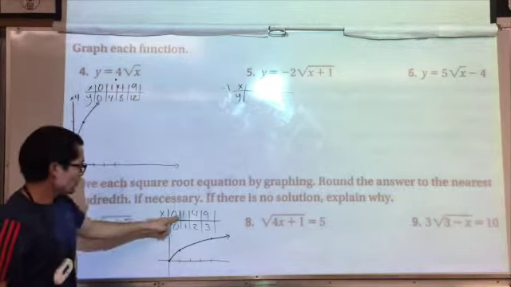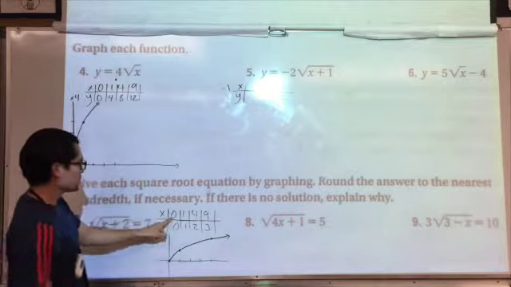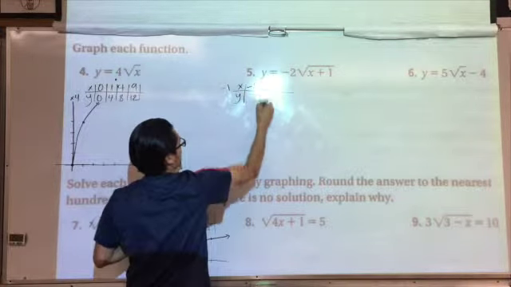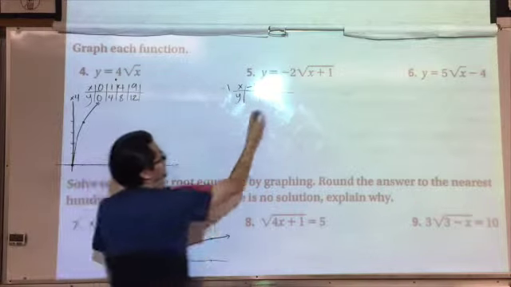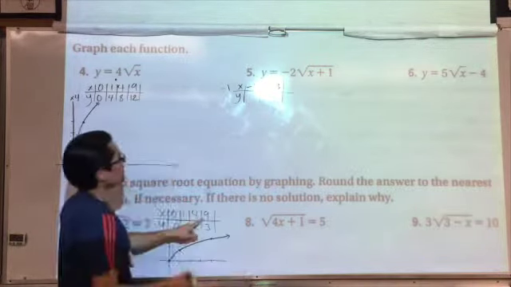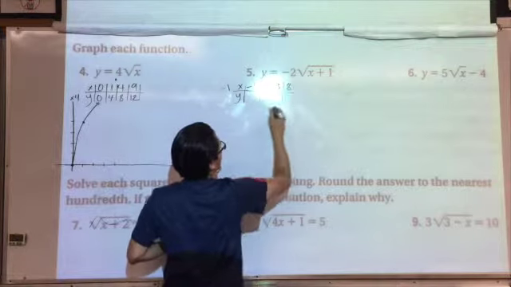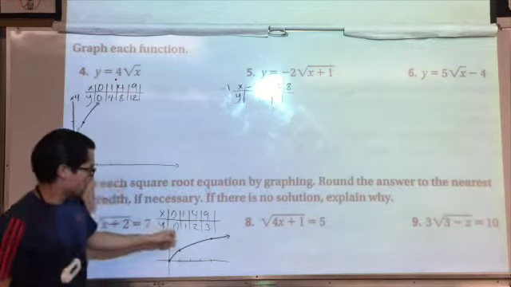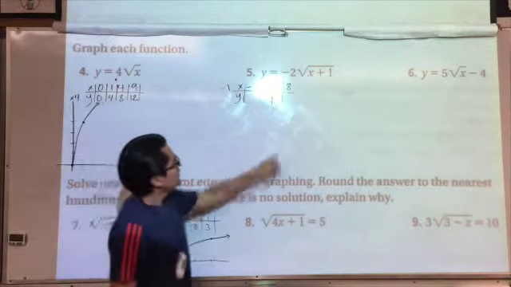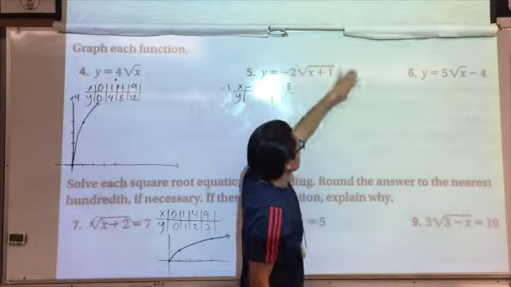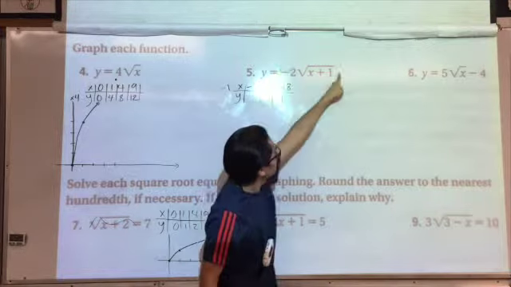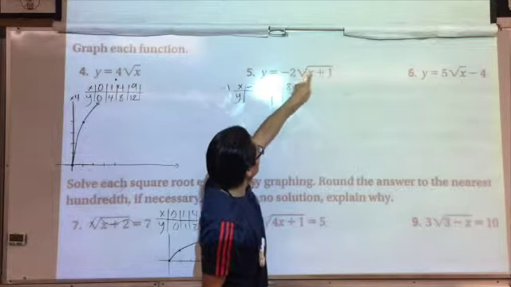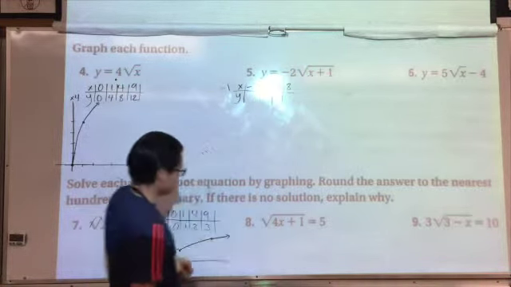Let's do it. 0, 1, 4, 9, minus 1. 0 minus 1 is negative 1. 1 minus 1 is 0. 4 minus 1 is 3. And 9 minus 1 is 8. The y values, 0, 1, 2, 3. What do I do to them? Look at what's happening outside of the radical. Outside of the radical, the only thing I see is this negative 2. Nothing over there. So all I'm going to do is take my y values and multiply them by negative 2.